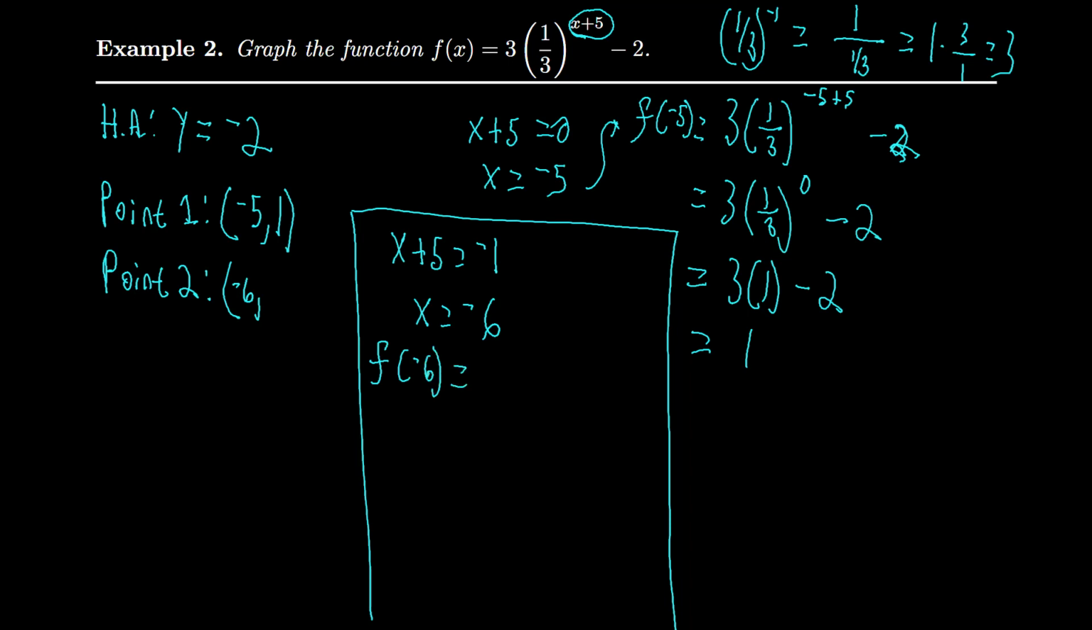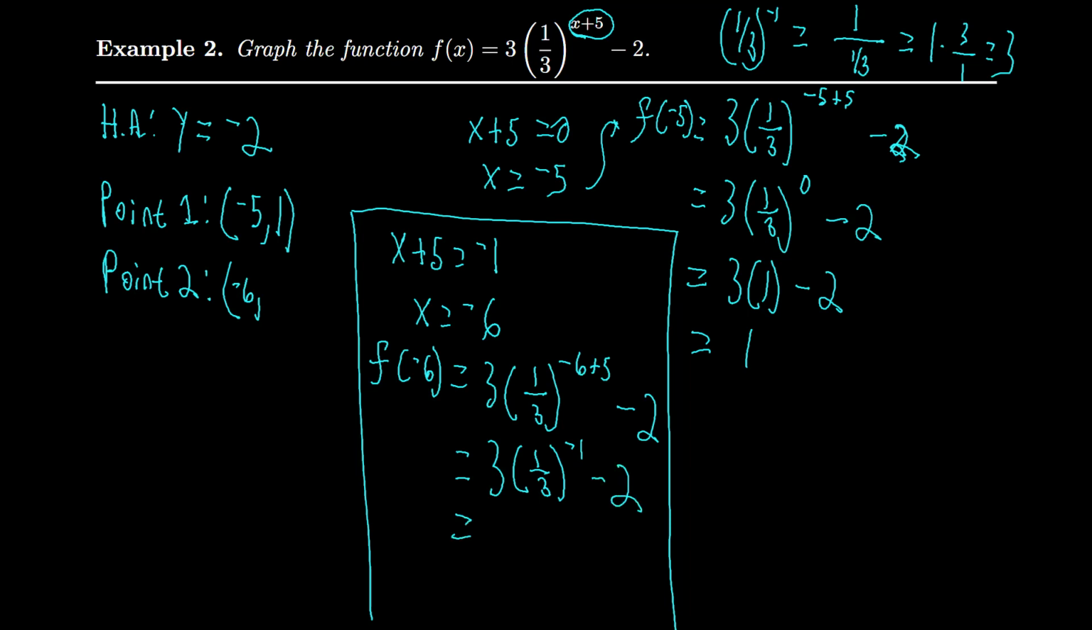Well, f of -6 is run -6 through this. So this is 3 times 1/3 to the -6 plus 5 minus 2. Well, we chose -6. Again, we could have chosen any number we wanted to, but we chose it to make the final result as nice as possible. That's the reason we're choosing numbers like this. So this is 3 times 1/3 to the -1st power minus 2.